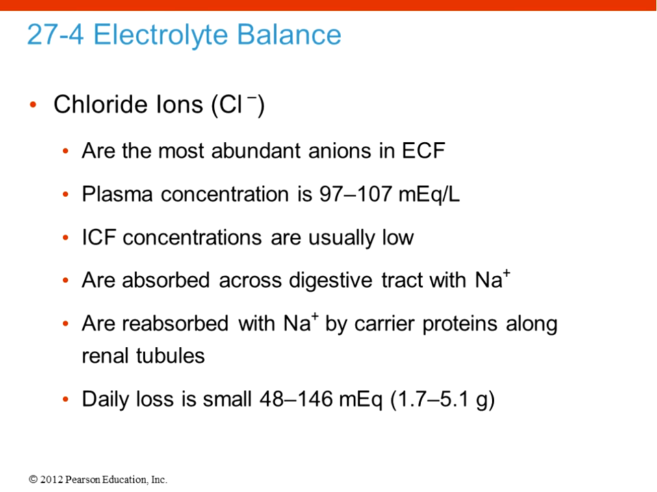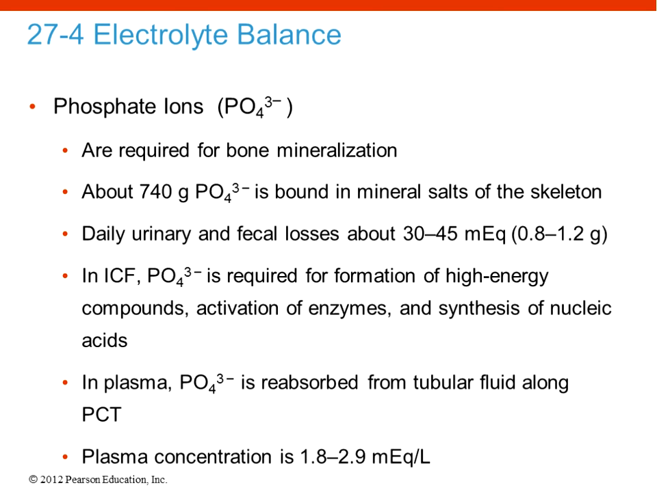All right, so let's go ahead and finish out the rest of these electrolytes, and then we'll start up with acid-base balance. So phosphate ions are required for bone mineralization, which we talked about because we had the calcium phosphate in the skeletal system. Phosphate is lost in your fecal matter as well as in your urine. You're going to lose some of that.